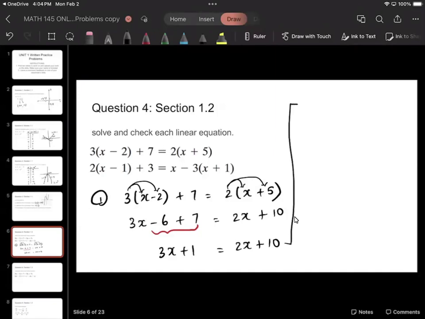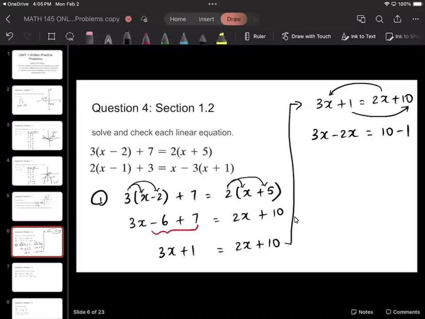I'm going to take it here and continue. So I have 3x plus 1 is 2x plus 10. My goal is to get the variables over here and the numbers over here. So I want to collect all the variables to the left side, right? Which means I will subtract 2x from both sides and I will subtract 1 from both sides. And that gives me x equals 9 as my answer.